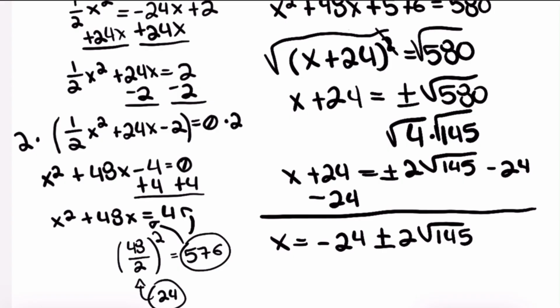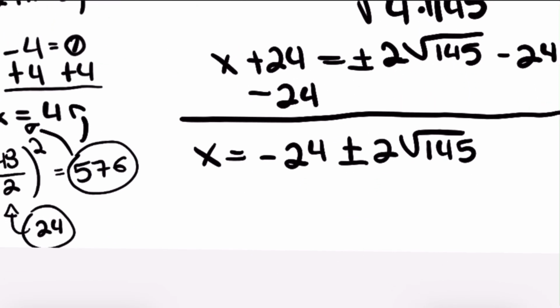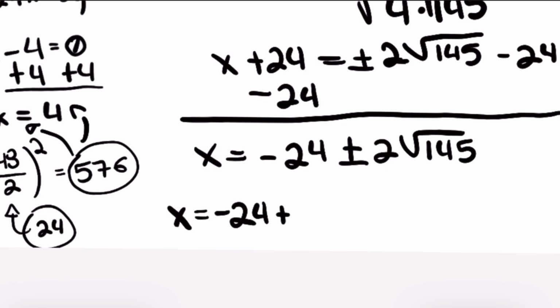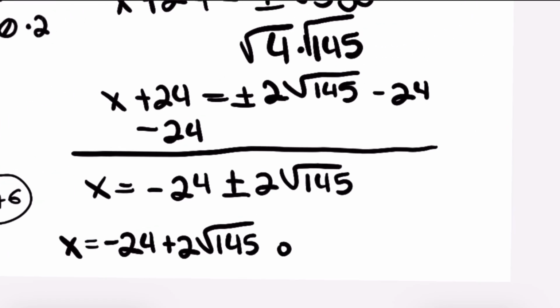And now we can also split this solution. We will then have x equals negative 24 plus 2 square root of 145, and also x equals negative 24 minus 2 square root of 145.